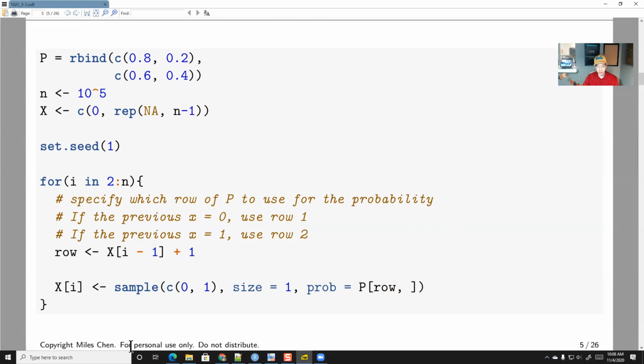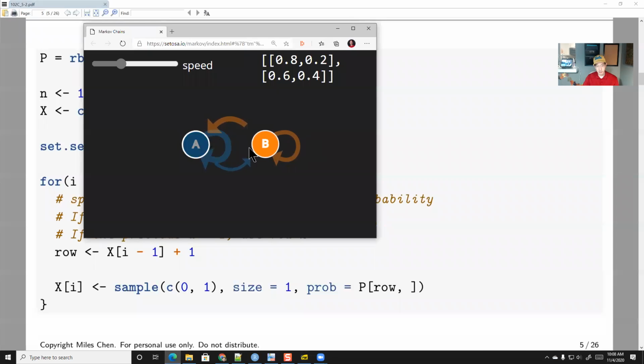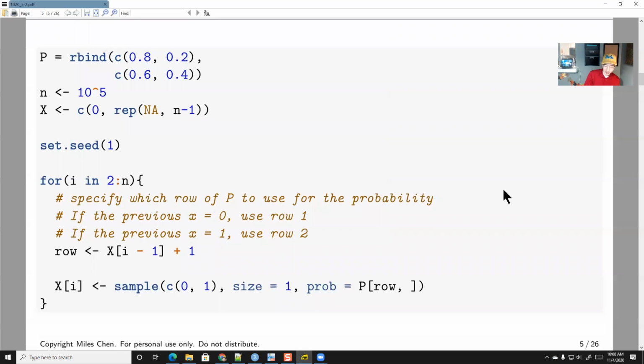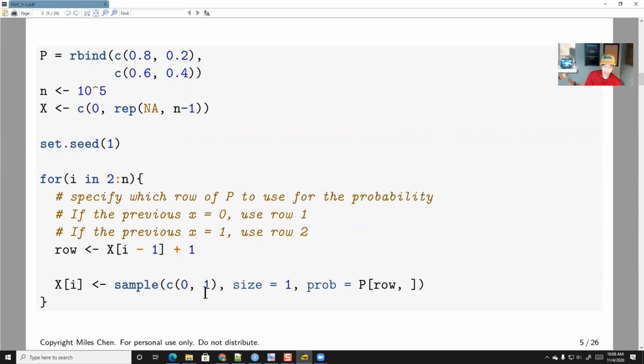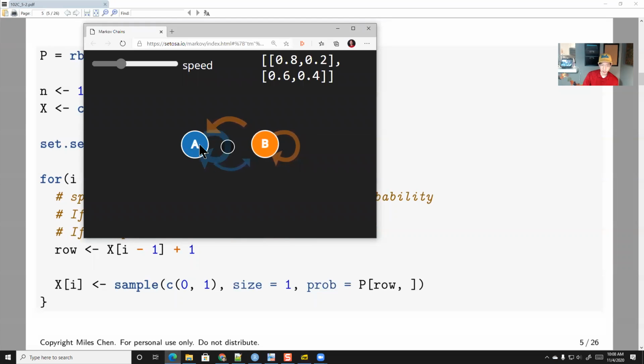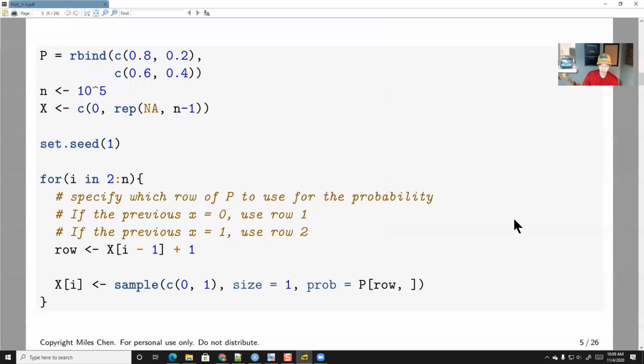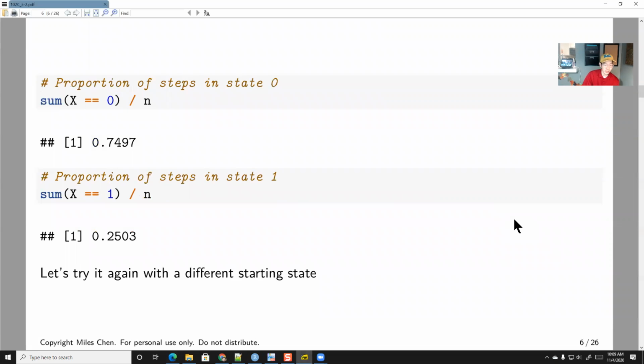Okay, and for me, it's just kind of fun to watch this thing. Okay, so anyway, if we run this 100,000 times, how many zeros and how many ones are we going to get? Yeah, in here it's labeled A and B, but we can treat this as a 0 and this is state 1. Okay. So we can say, well, how many times was it equal to 0?